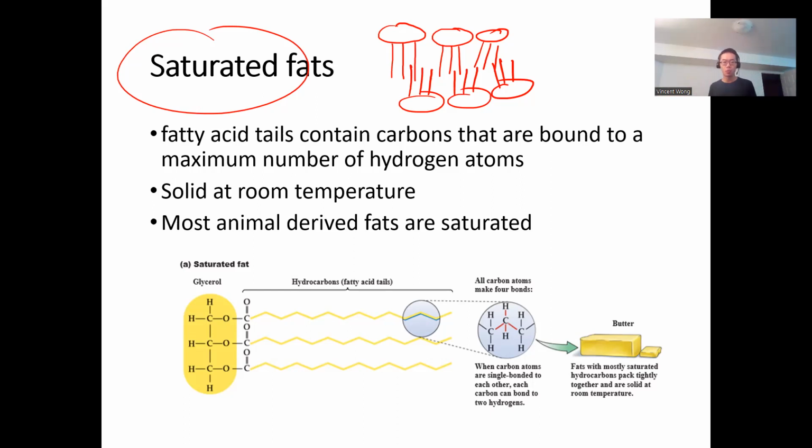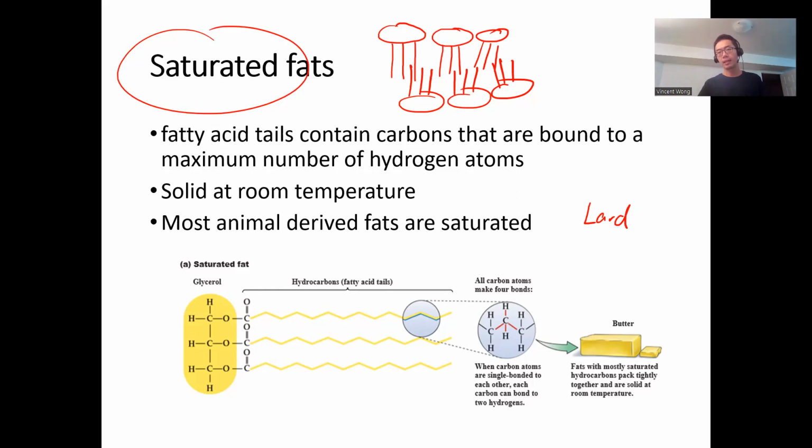Most animal-derived fats are saturated. So butter, lard, right? Some people like to use lard to make pastry. It's really tasty, but not very healthy. Bacon grease, right? All these things are saturated fat.